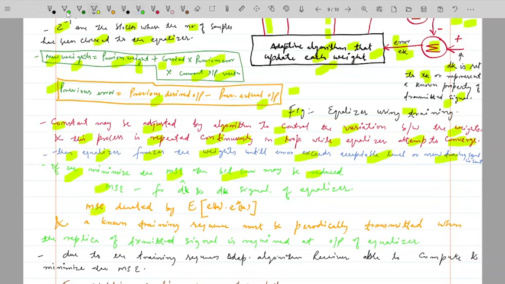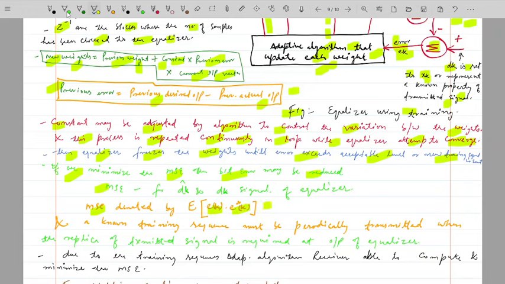Here the mean square error is denoted by the expected value of this error signal. Basically we need to find the expected value of the error signal, that is e of k, multiplied with the conjugate of e of k. So this is the denotation of the mean square error. MSE is the expected value of the error signal times the conjugate of this error signal.